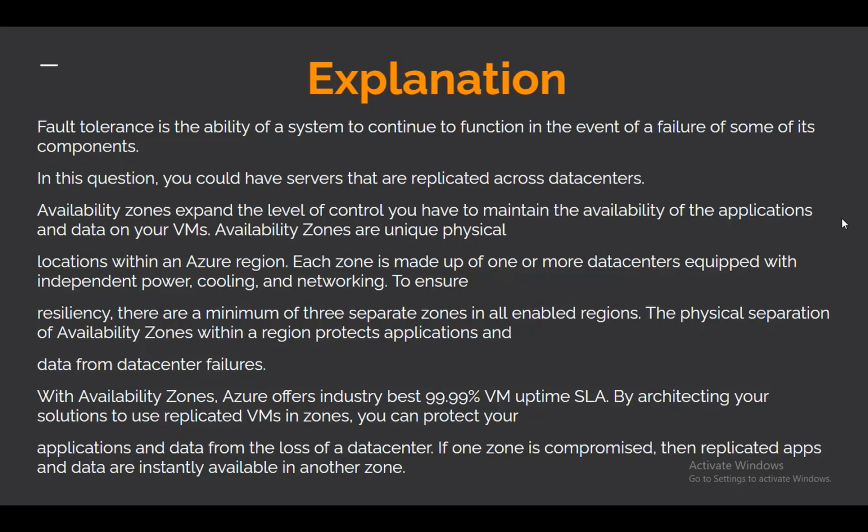With availability zones, Azure offers industry-best 99.99% VM uptime (SLA). By architecting your solutions to use replicated VMs in zones, you can protect your applications and data from the loss of a data center. If one zone is compromised, then replicated apps and data are instantly available in another zone.